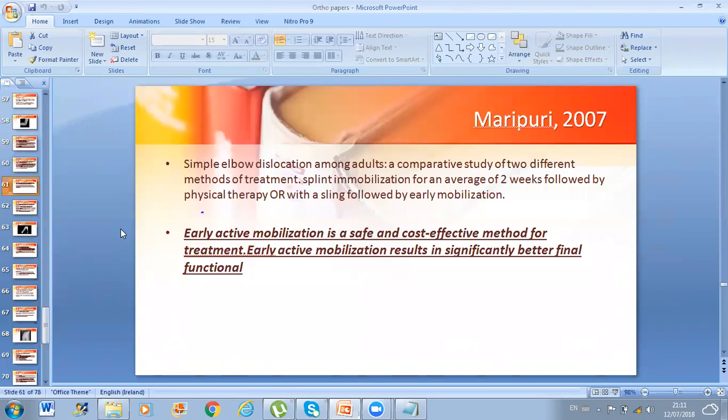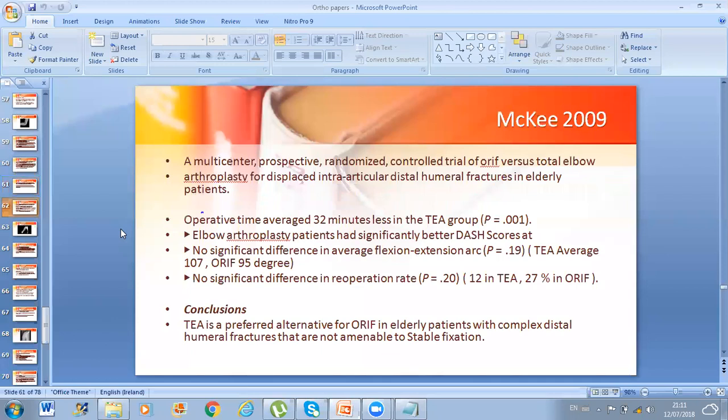Because this paper is now already in the book, so it is now like a known fact. When I was in training in 2010, I was asked by my professor this, and I told him 4 weeks, and he said, no, 2 weeks. So now it's a known fact that you should immobilize the patient only for 2 weeks and start mobilization, early active range of motion. 2 weeks, not 4 weeks.